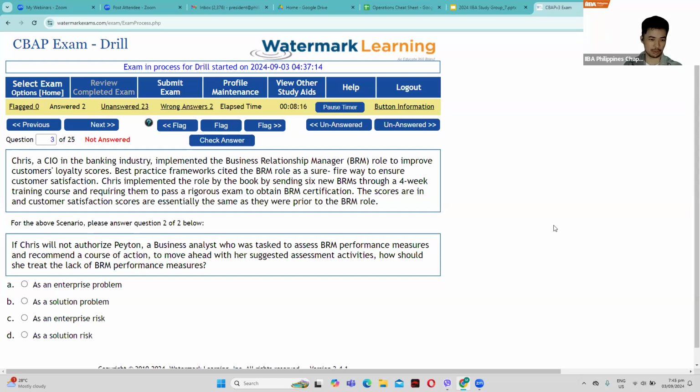So we already got clued in from the previous answer, which unfortunately you won't get in the actual exam. You'd be going to question number 2, not sure if your number 1 was correct. So with the lack of BRM performance measures, what do we have? Is it a risk or a problem? And is it for the enterprise or for the solution?